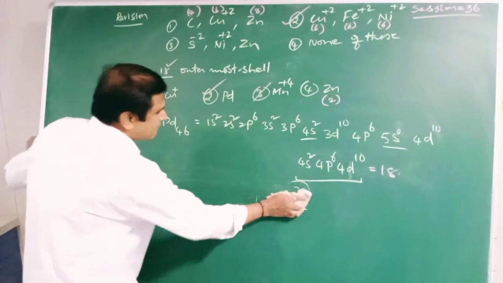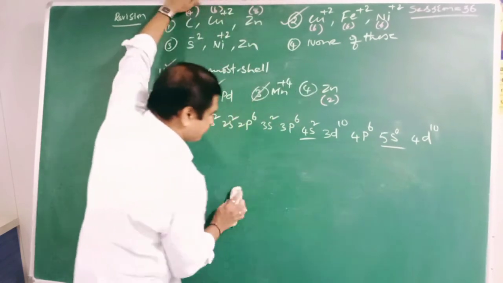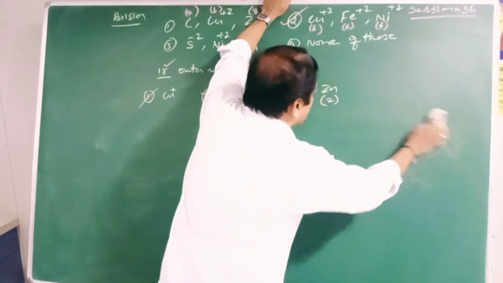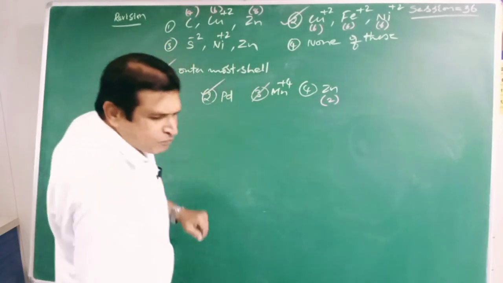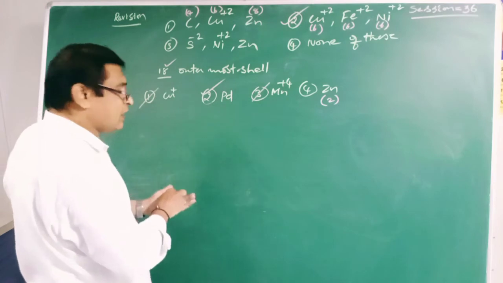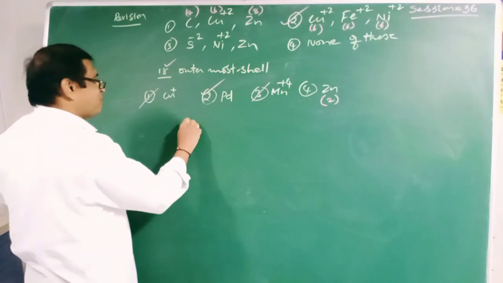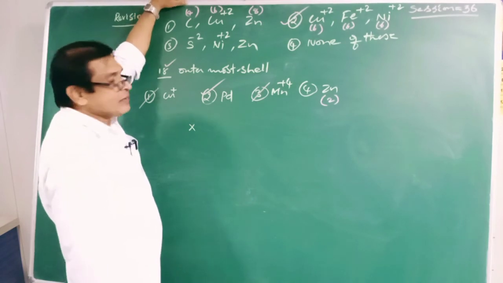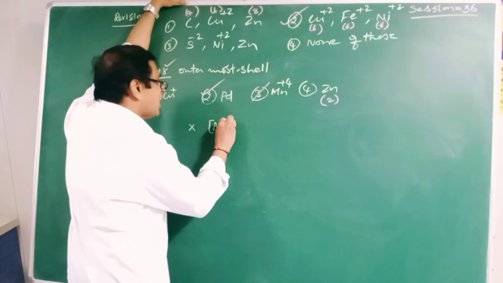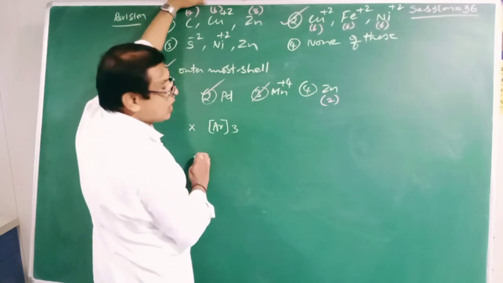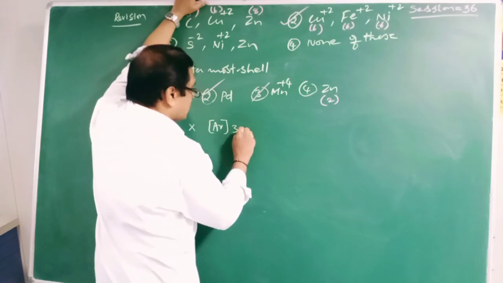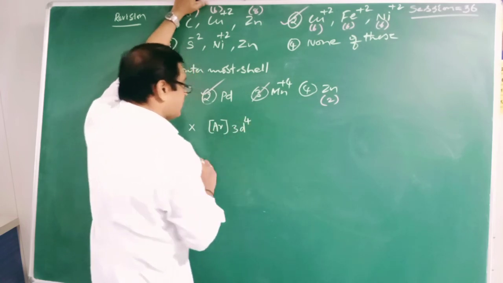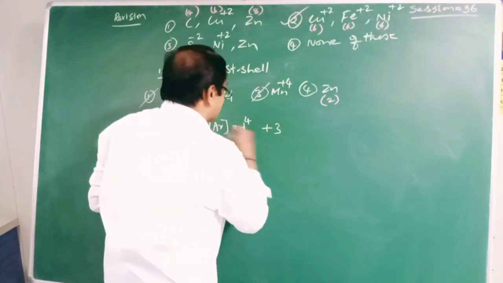Next question. The transition metal X has the configuration argon 3d4 in +3 oxidation state.